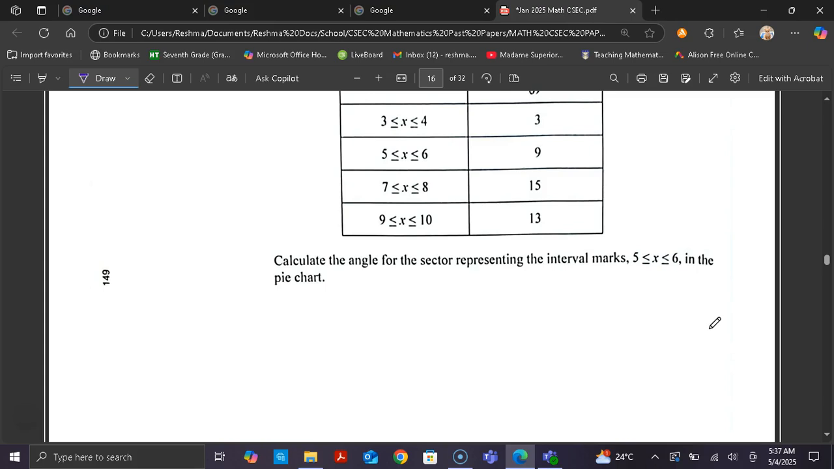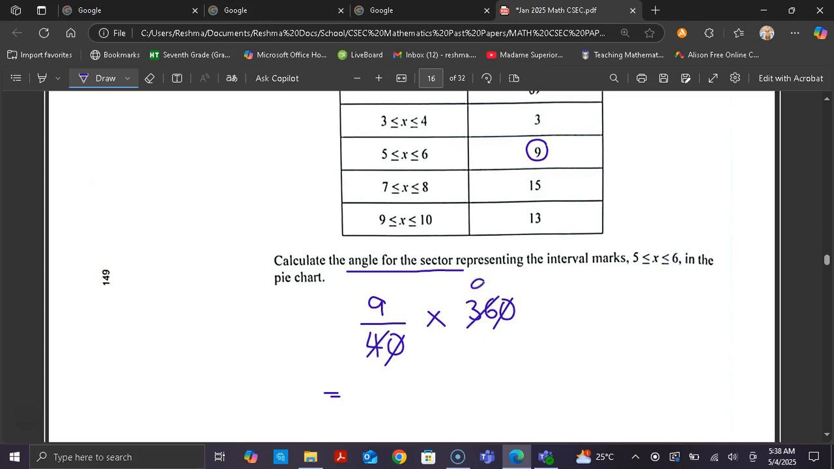So the interval 5 to 6, it's 9 students. So it's 9 students out of the 40. So if you have to calculate the angle for the sector, we know in a pie chart it's 360 degrees in total. So the fraction of students in that interval 5 to 6 will be 9 out of 40. And then we take that and multiply it by 360 to calculate the sector angle. Right? So of course, zeros cancel. 4 into 36 is 9. 9 by 9 is 81 degrees would be the sector angle.